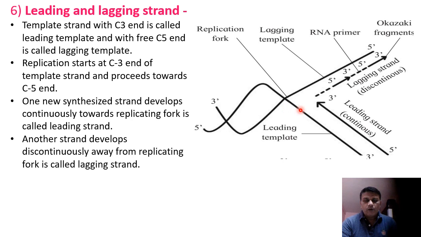Then another strand develops away from the replicating fork. Here is the replicating fork and another strand we see. It develops away from the replicating fork and it is discontinuous, or it shows the presence of DNA fragments. Such a strand which develops away from the replicating fork is called the lagging strand. So during the process of DNA replication, leading and lagging strands are produced.